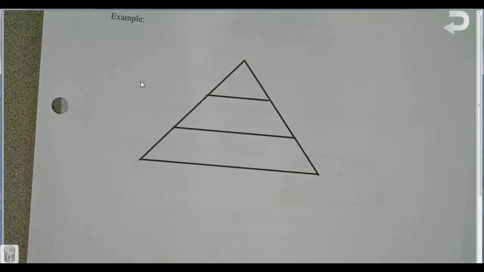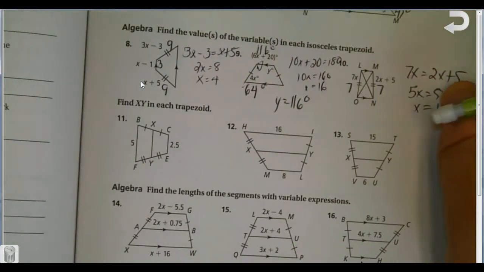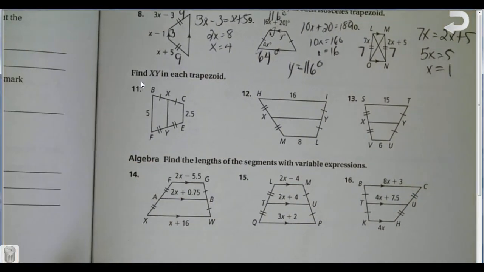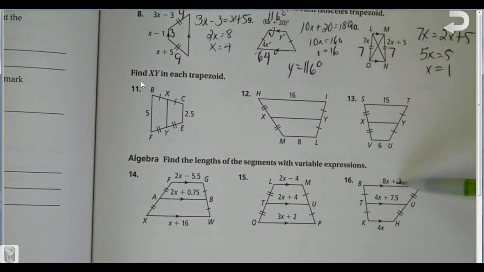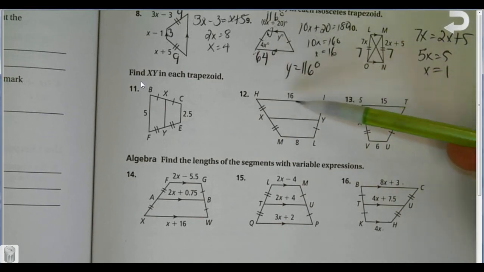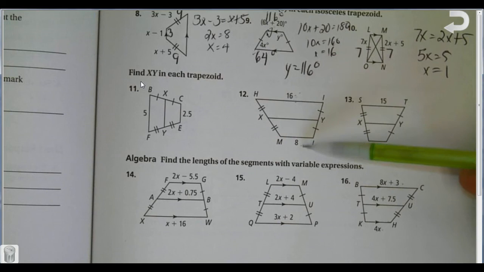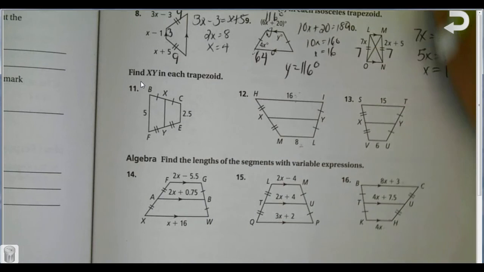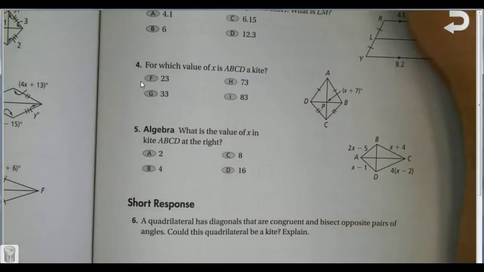So on the workbook, you're going to do problems 11 through 16. And again, remember, you add the top and the bottom, and you double the middle, and set those two things equal to each other. If you just have the top and the bottom, then you just add them together and divide by 2, and that's going to help you find the middle. So again, certainly do 11 through 16, and you can come check with me.